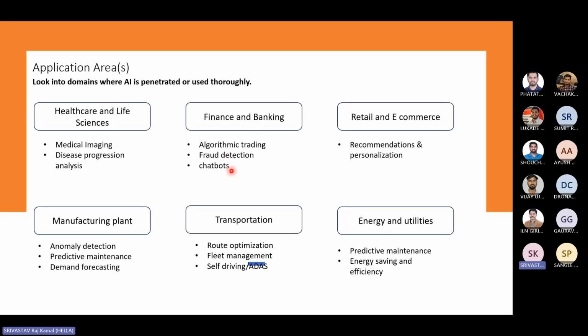Chatbots are also something we mostly interact with during finance and banking transactions. And finally, let's make it fast, retail and e-commerce recommender systems. I already told you, Flipkart, Snapdeal, Amazon, they all have recommender systems and personalization. They start recommending things which you like. Then the manufacturing plant, this is an area most relevant to us: anomaly detection and predictive maintenance.